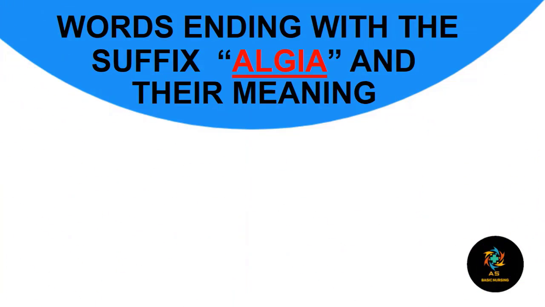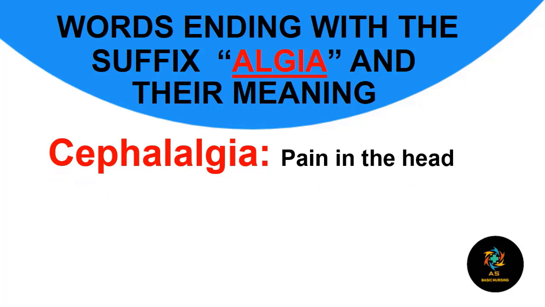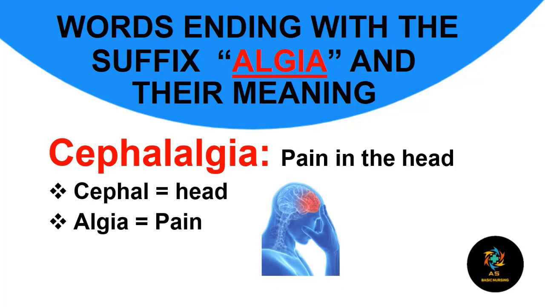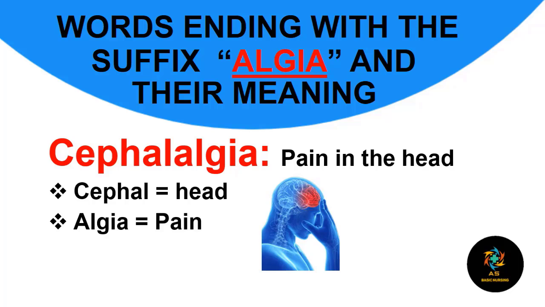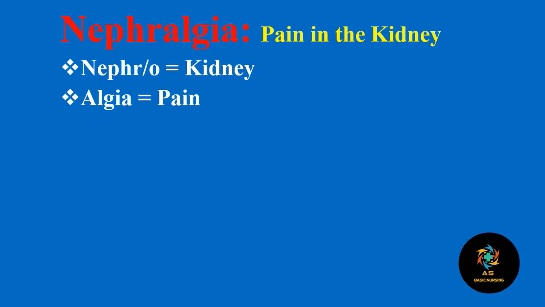The second word suffix example is algia. Algia simply means pain. The first example is cephalgia, meaning pain in the head. Cephal meaning pertaining to the head and algia meaning pain. Nephralgia. Nephralgia simply means pain in the kidney. Nephro meaning kidney and algia meaning pain.